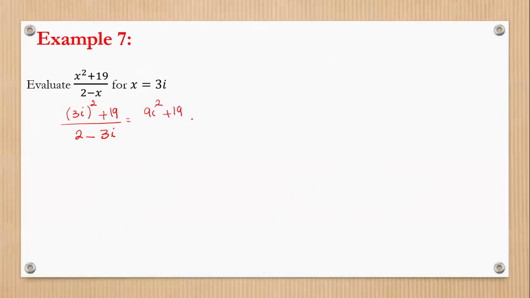I squared is negative 1, which is 9 times negative 1, which is negative 9 plus 19, and it's equal to 10. 19 minus 9 is 10. But the denominator stays the same because they are not like terms and we can't add or subtract them. So after replacing x by 3i, I got this one.